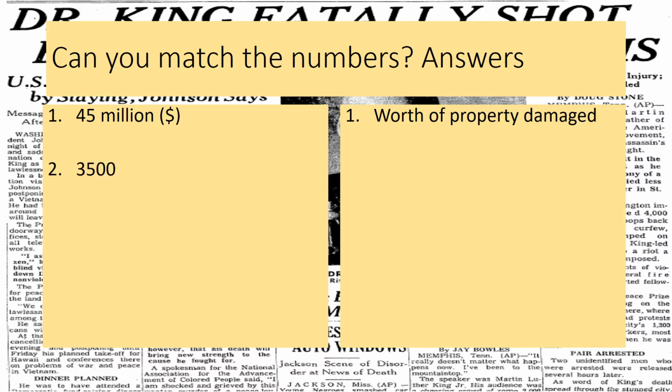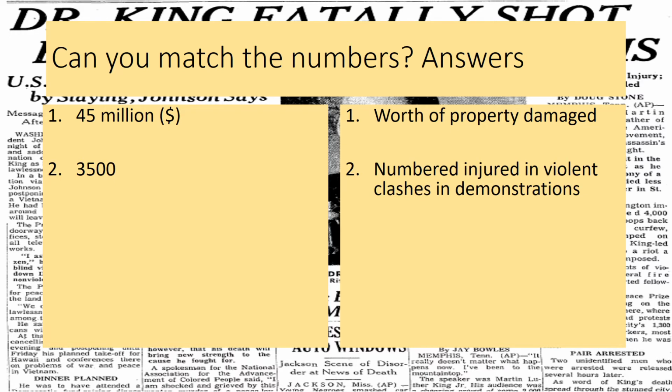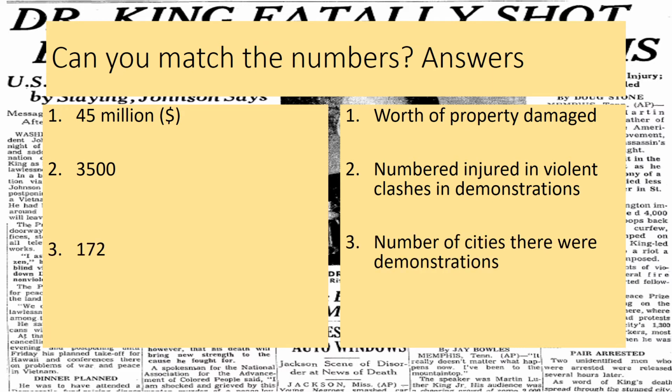Okay, to quickly go through those key statistics. Over the 4-year period that these riots took place, around $45 million worth of damage was done to property in the United States. 3,500 was the number of injured people in these violent clashes during the demonstrations. 172 was the number of cities where demonstrations took place. And lastly, 27,000 was the number of people arrested across America during these demonstrations.